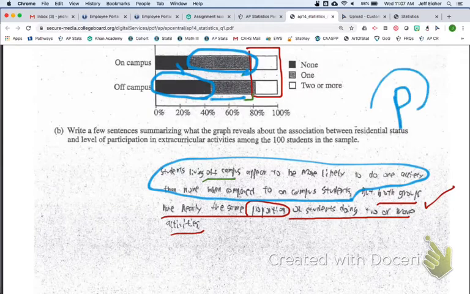So this was scored a partial. They had one good statement, the other statement was unclear, and they didn't have at least 2 of these 3. They got the 2 or more, but the none and the 1, they didn't salvage anything from that. So that would be a partial. And let's look at part C.